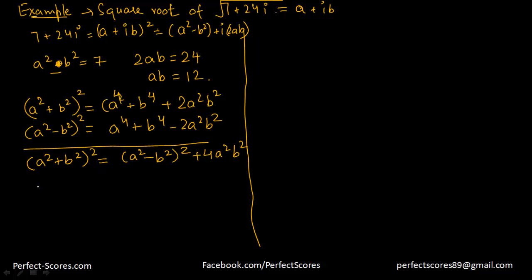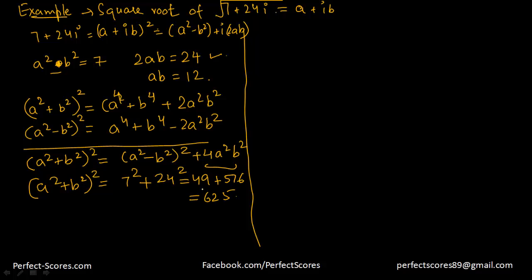So at the end of the day, you will have the value of (a square plus b square) whole to the power 2 equal to, you already have the value of a square minus b square, which is 7, so this is 7 square. And this over here is 2ab square, which is 24 square. So 7 square plus 24 square is 49 plus 576, which is equal to 625. Which means I get the value of a square plus b square to be equal to 25.